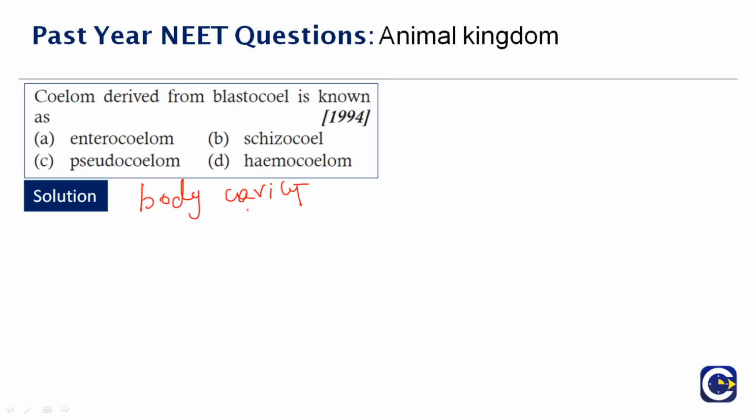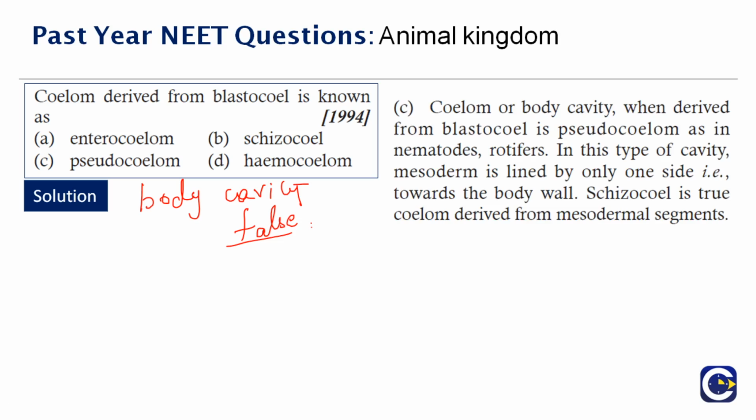Pseudo means false. So you can consider it to be a temporary one. Coelom that is derived from the blastocele is called pseudocoelom. Therefore, the correct answer to this question is option C. They have given you examples also. Nematodes and rotifers are examples for this. Then you have something called schizocoelom, the last one, which is a true coelom derived from mesodermal segments. So coelom which is derived from the blastocele is known as pseudocoelom. The correct answer is option C.